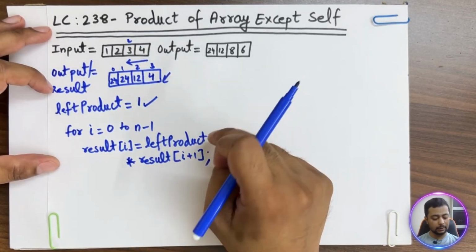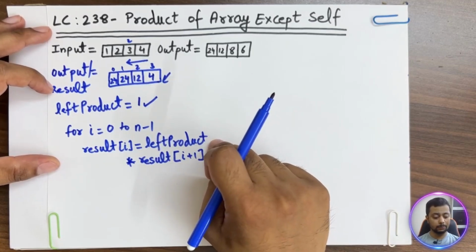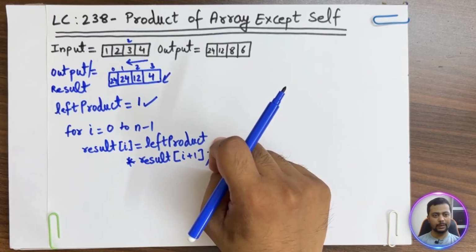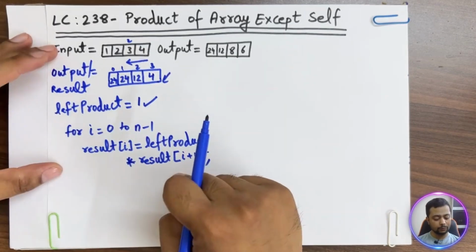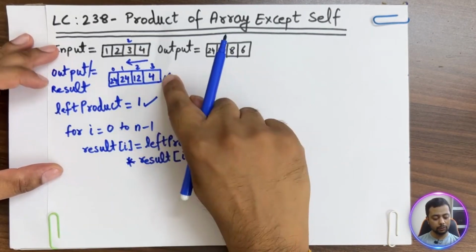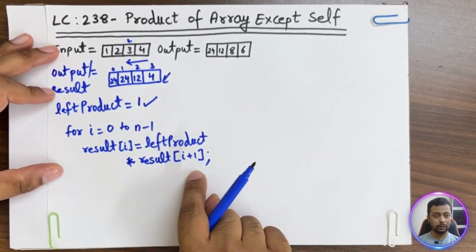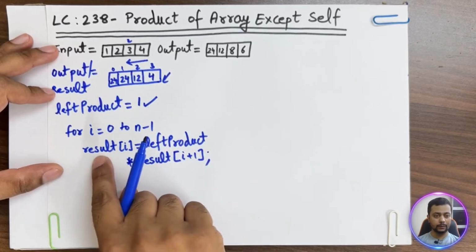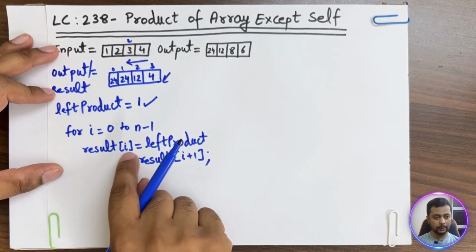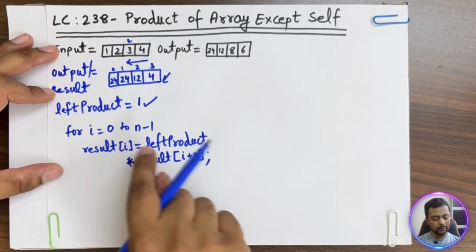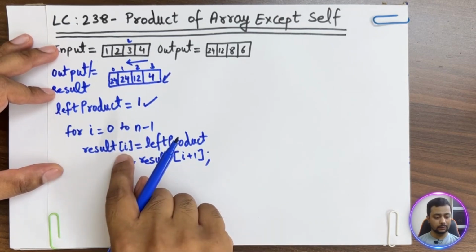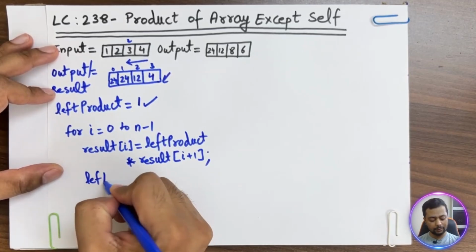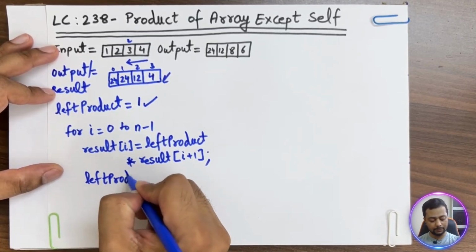So listen to this again. Left product is currently holding the value of all the elements from the left multiplied to each other. And for the right portion, you already have it stored from this pre-processing in result of i plus 1. So you get both these values, you multiply them and you update the result at the current index in the resultant array. This is the final value which should be lying in the result. And after this is done, we will update left product for the next iteration.